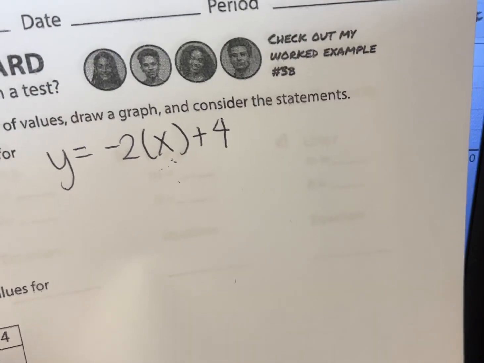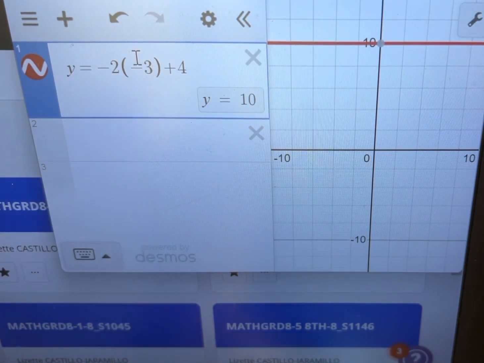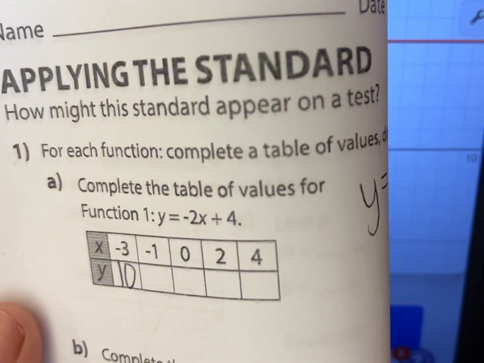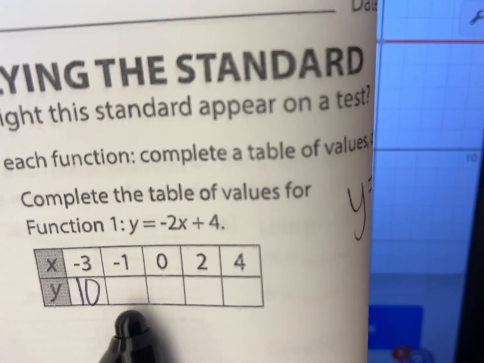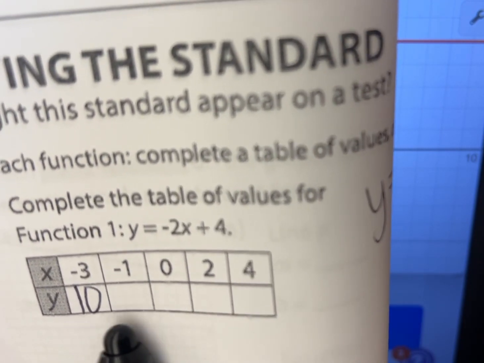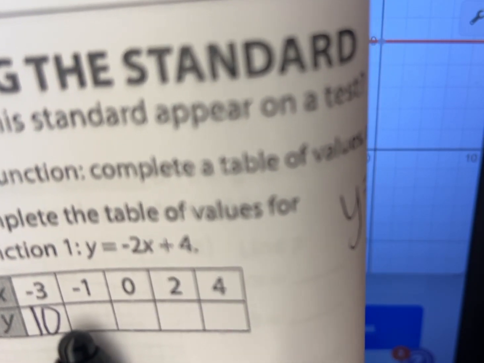So the first one is -3. So I'm gonna plug it in for -3. And that gives me, what's my y? 10. So I'm gonna put the 10 underneath. And you guys are gonna do that for this part too. Okay, so you're gonna replace the x with these numbers on top, and then you're gonna get a y value.